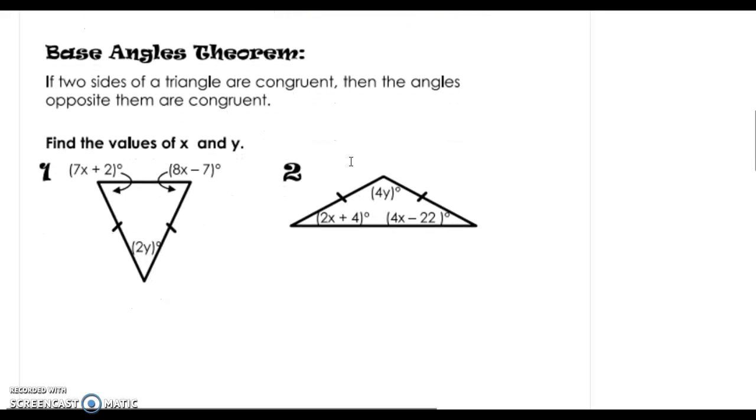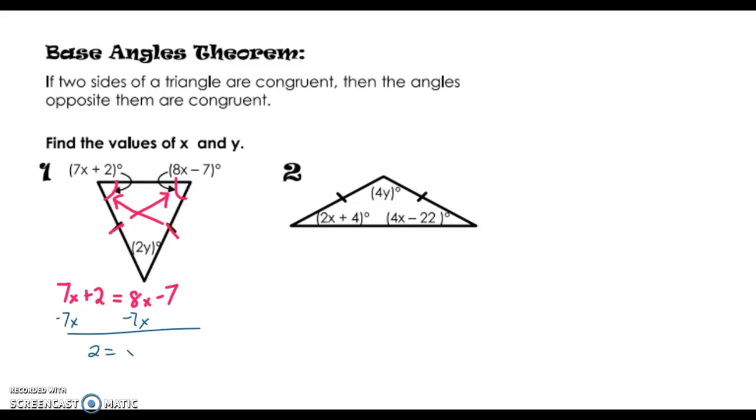Okay, so the base angles theorem basically says if two sides of a triangle are congruent, then the angles opposite them are congruent. So what that means is if you have these two sides are congruent right here, the angle opposite of this side is here, and the angle opposite of this one is here. Those are the base angles, and they are congruent. So that means you know that 7x plus 2 is equal to 8x minus 7. So that's using the base angles theorem. From there, it's just a basic algebra problem. So we're just going to solve for x.